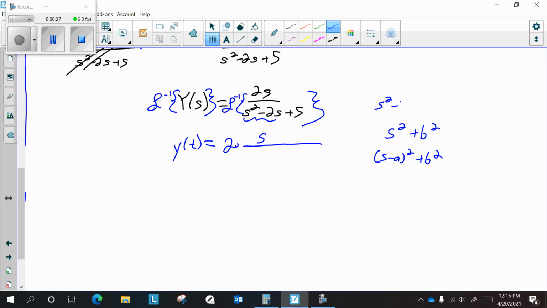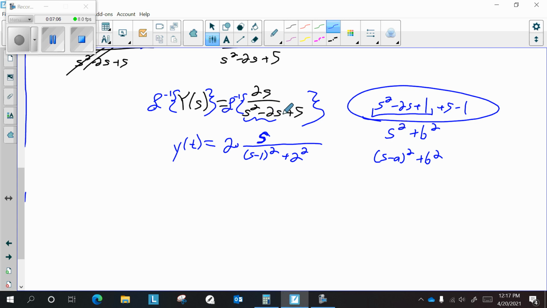So let's add 1 to the first two terms, which means we also need to eventually take away 1. Notice we're just adding 0. That makes that part s minus 1 times s minus 1, or s minus 1 squared. 5 minus 1 is 4, which is 2 squared. Be careful that this is an s here. Notice 1 plus 5 is 6, minus 1 is 5. So this is equivalent to what our denominator was, but it just looks different.